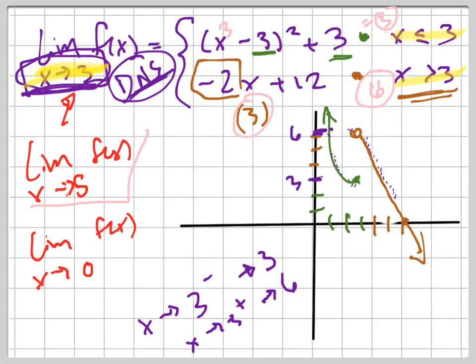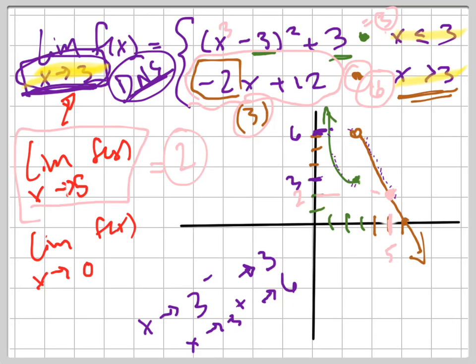But if I was asking what the limit of f of x is as x goes to 5, here's 5 right here, and I'm looking at this point. Does it matter if I'm going from the left or from the right? It doesn't. The limit is the same. It's that point right there, but which line is it on? It's not on the green, it's on the brown or rust-colored line. So I have to plug 5 into this one because that's the point I'm looking at. When I plug 5 in, I get 2. So what's the limit of f of x as x goes to 5? Positive 2.